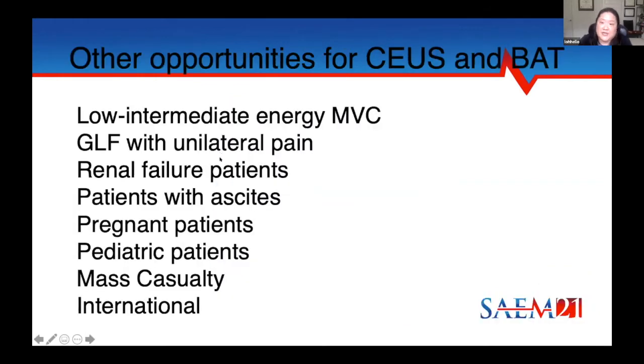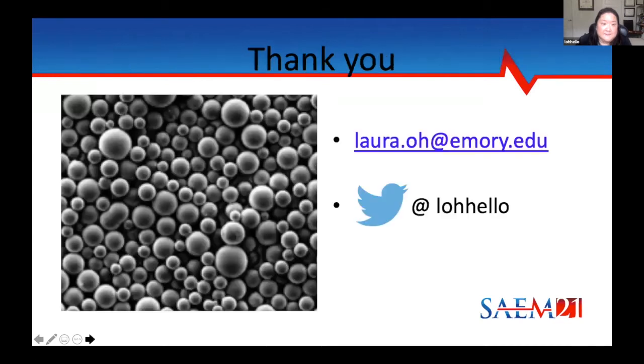So other opportunities for contrast-enhanced ultrasound in trauma include low to intermediate energy motor vehicle crashes, so all the people that are in the hallways, who are unlikely to have significant injury, ground level fall with unilateral flank pain, renal failure patients, patients with ascites, patients who you don't want to give a huge radiation dose, like pregnant patients and pediatric patients. It may have a role in mass casualty events and in international settings where CT is a limited resource. So contrast-enhanced ultrasound, although it may not be a replacement for gold standard CT, becomes an important tool in the evaluation of trauma as a possibility.